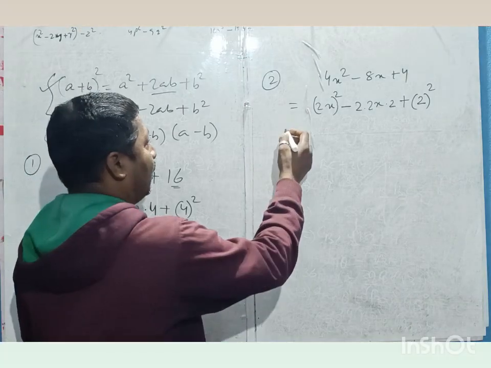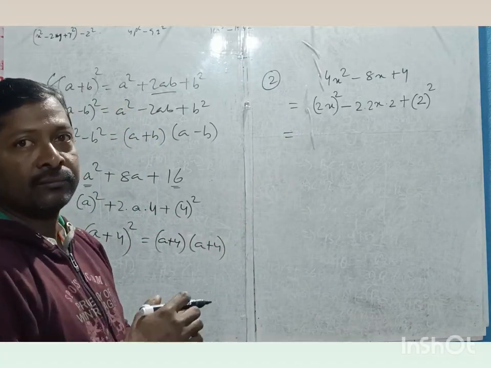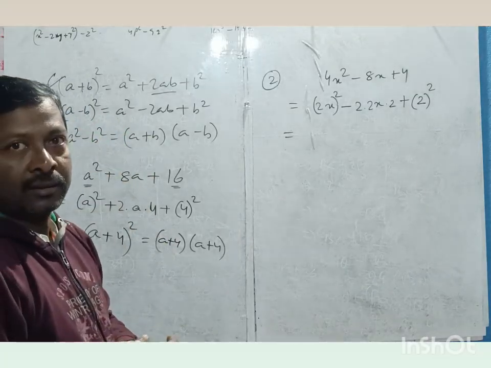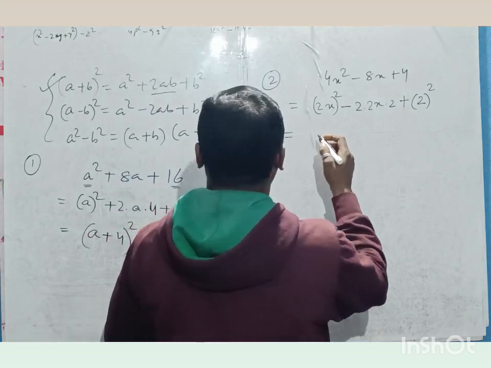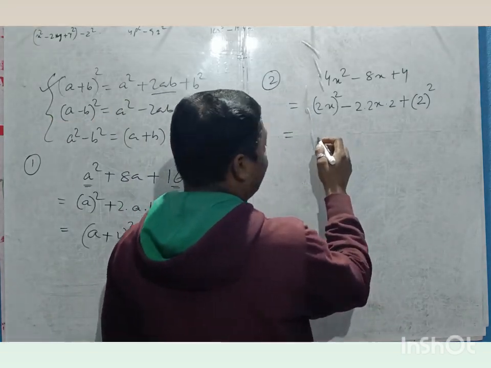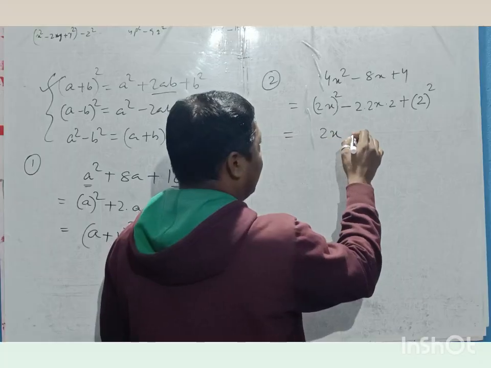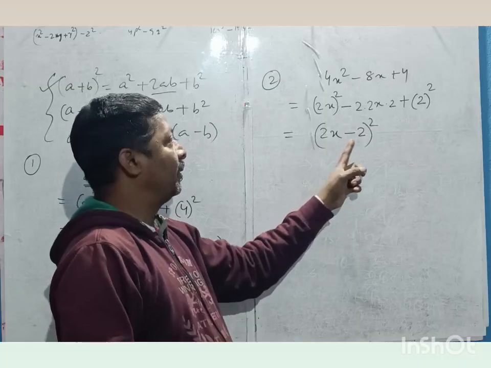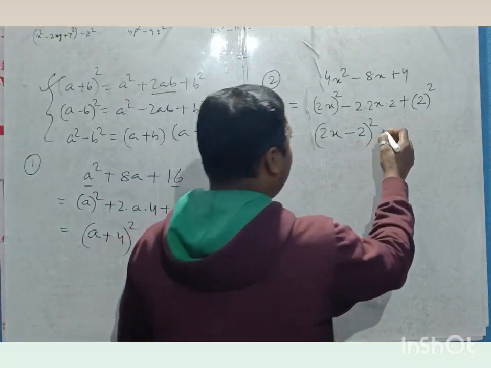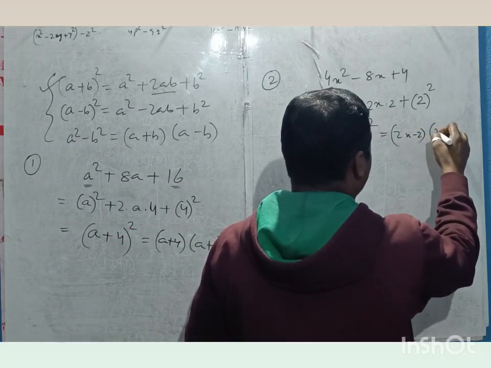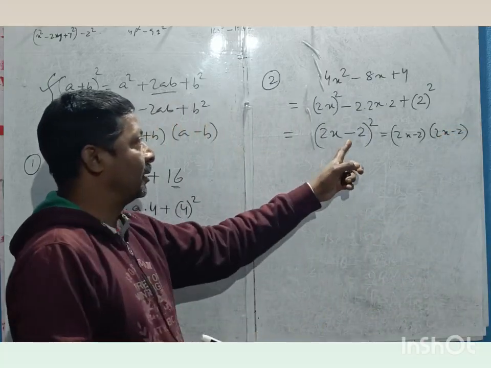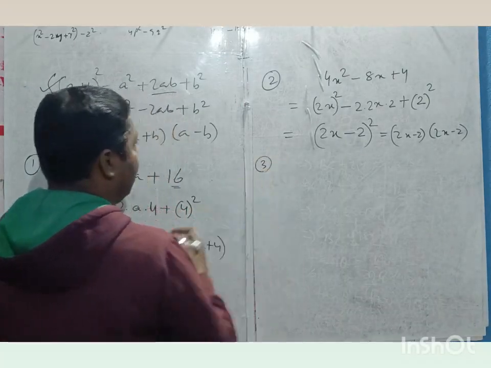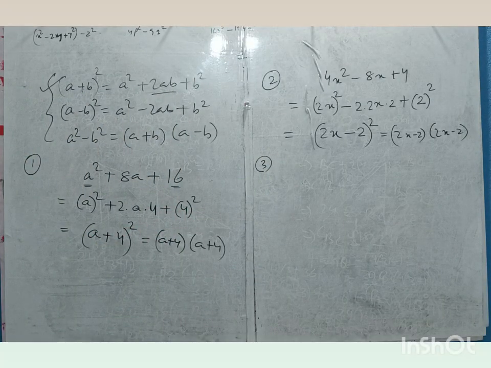So I am going in the right path, and my guess for this identity is perfect. Now I can write what? (a - b) whole square. a is how much? 2x. And b is how much? 2. Because there is minus 2ab, (a - b) whole square will be there. And it will be (2x - 2), again (2x - 2). So you can write the answer here or like this also. Let's go with some more examples.